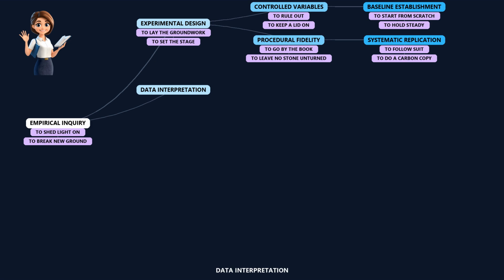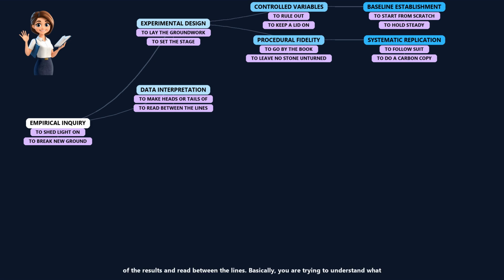Data interpretation. Data interpretation is a vital branch of empirical inquiry used to make heads or tails of the results and read between the lines. Basically, you are trying to understand what the big pile of numbers is actually telling you.